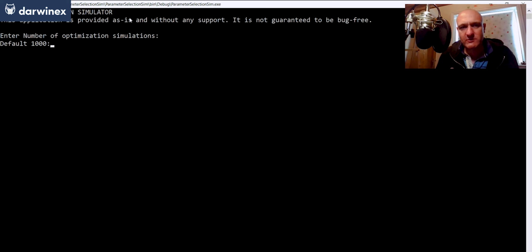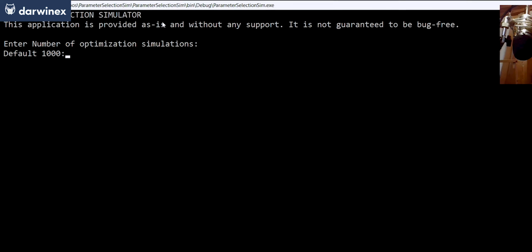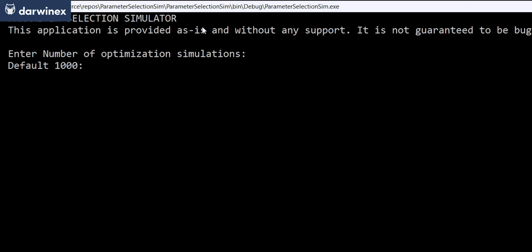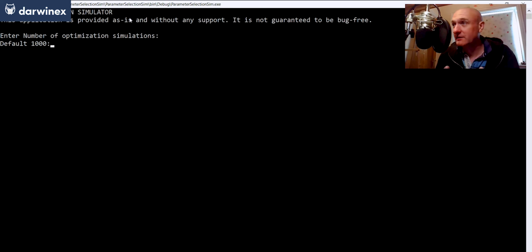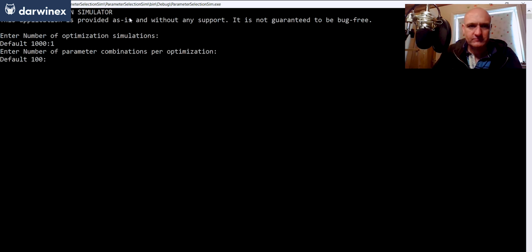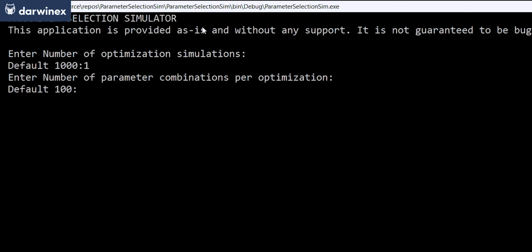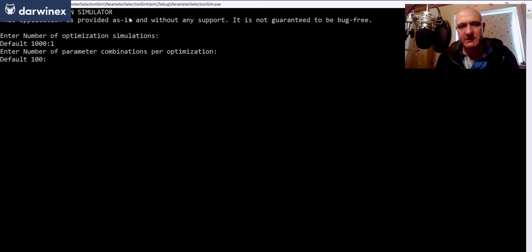So the first question we have to answer is how many optimization simulations do we want to run in a single go. So I'm just going to keep this as one initially. We then have to choose how many different parameter combinations we want to compare in the simulation. So if you remember in Excel, we had just 30 combinations. Here we can choose what we want. So I'm going to stick with the default of 100 parameter combinations.